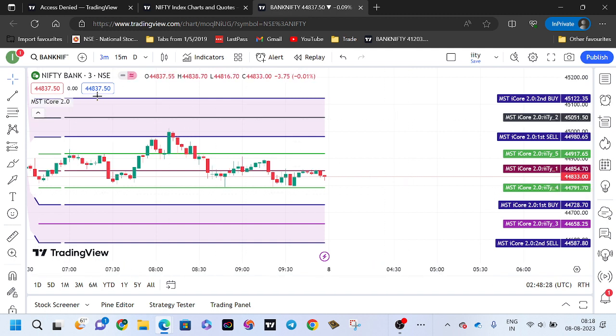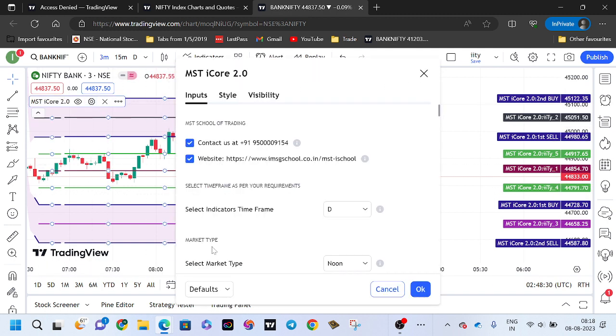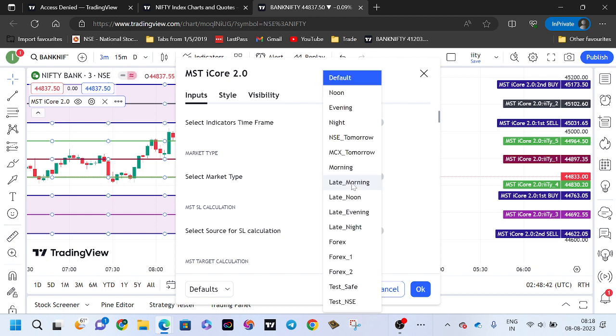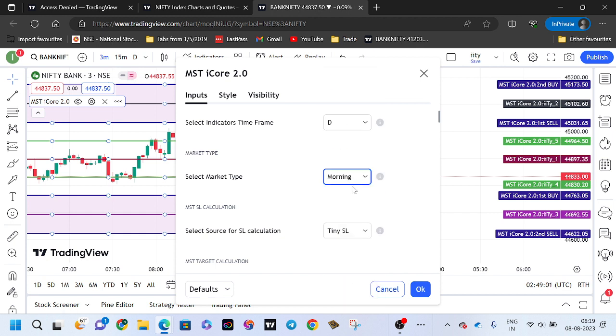Now, when to use this option? Suppose you missed your entry in the morning session, or you are busy in the morning session and went to office. Only in lunchtime can you trade. Very good, we have the option. Go here and select noon, only for lunchtime, for office-going people. Evening is for after coming from the office, night for after eating. NSE tomorrow is to analyze the market for tomorrow, MCX tomorrow is to analyze tomorrow's market. Morning is if you miss the early entry. So all the options we have given, forex.